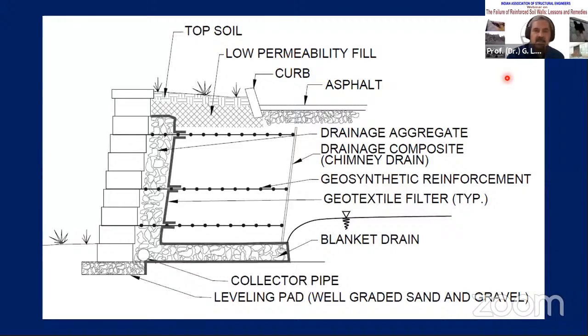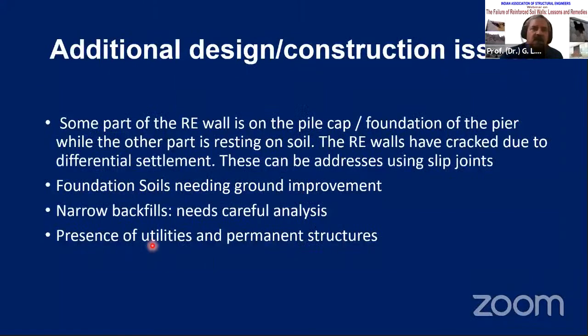internal drainage or both. I just want to mention that there are also additional design constraints. For example, some RE walls could be on piles. Say you have 8 meters as the length of the reinforcement, with 4 meters on the pile cap and the other 4 meters on the backfill, some native soil or something. Then it could lead to some problems. Some people have already looked at it, and since it contributes to differential settlement, slip joints were being provided.